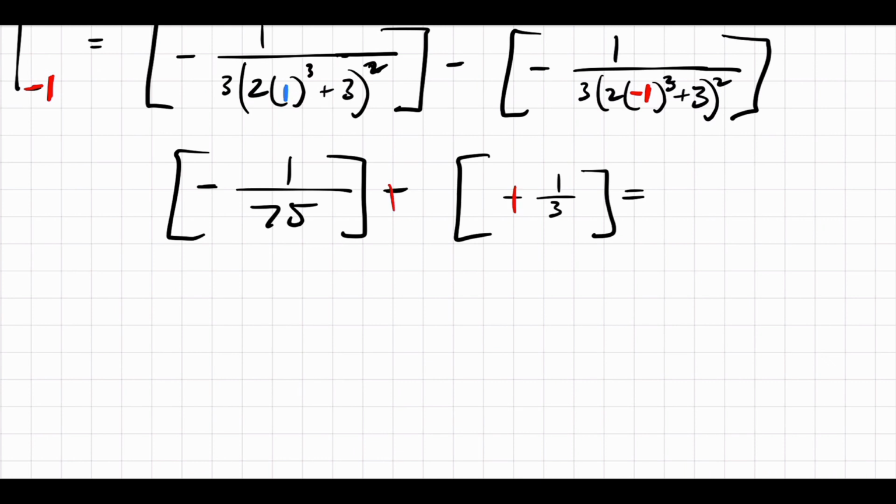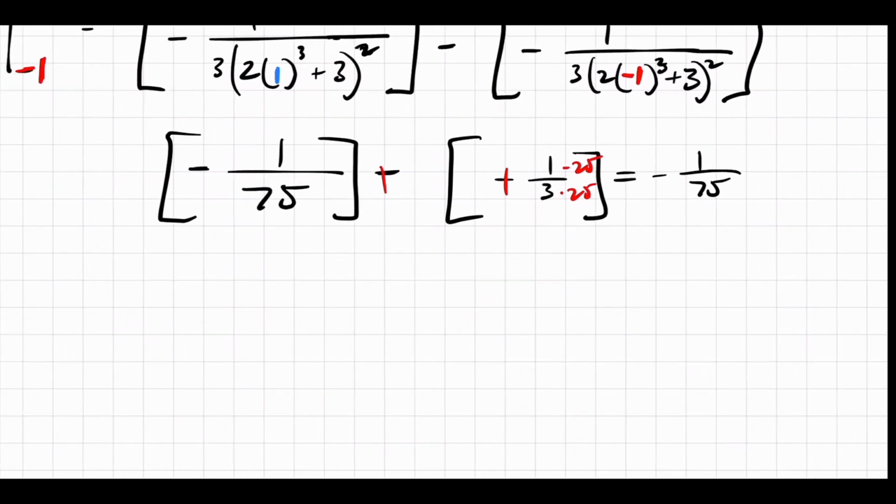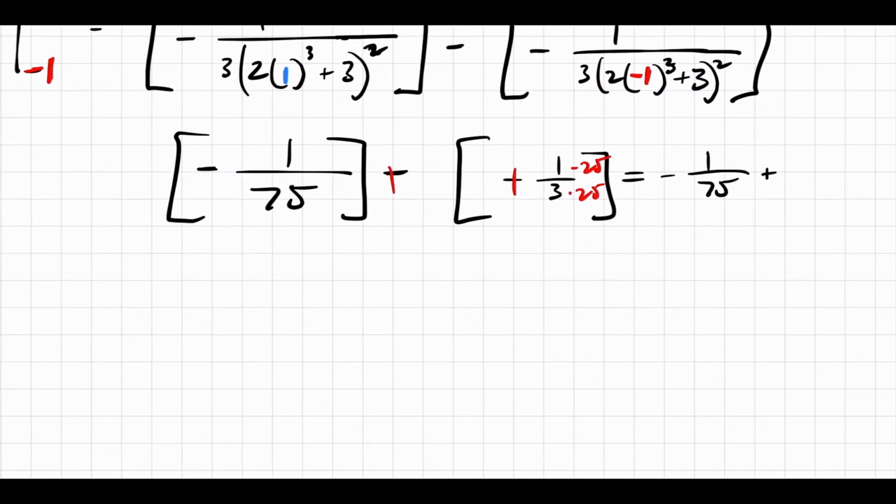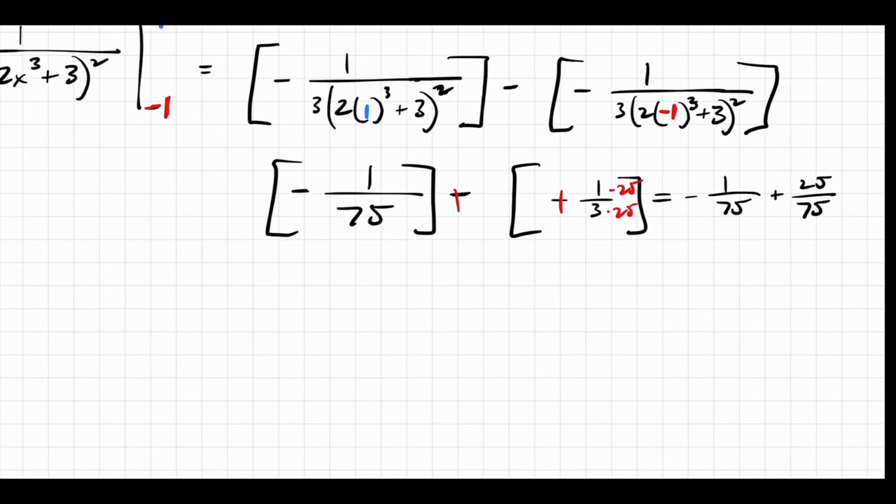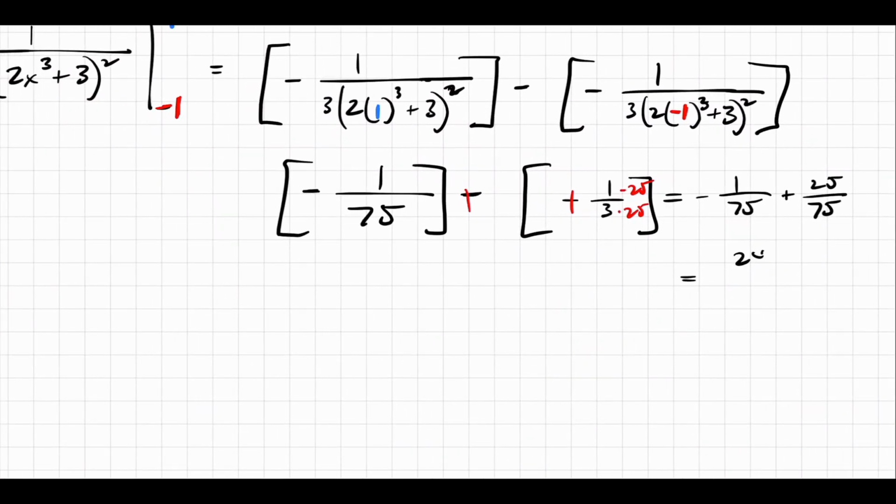Let's see, 2 negatives, so it's going to be positive. Now I have to find like terms. Or sorry, common denominator. Common denominator is going to be 75. So you're going to have negative 1 over 75 plus 25 over 75, which is 24 over 75.